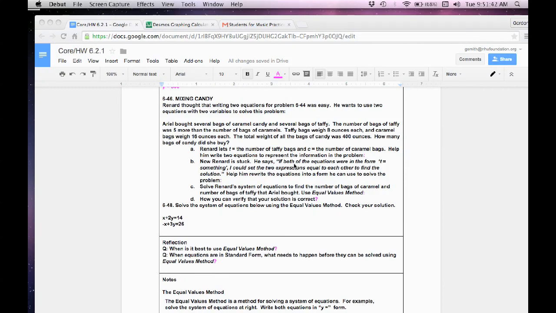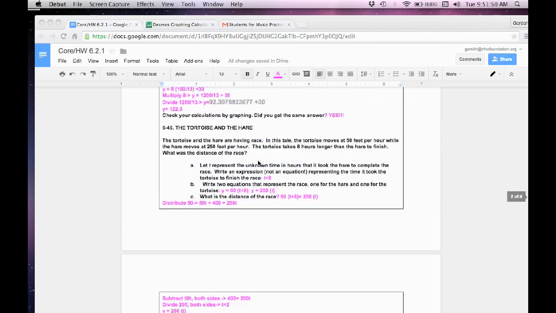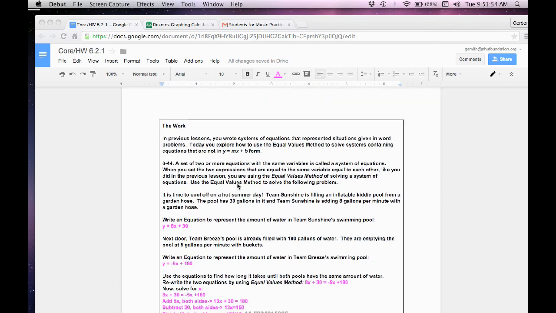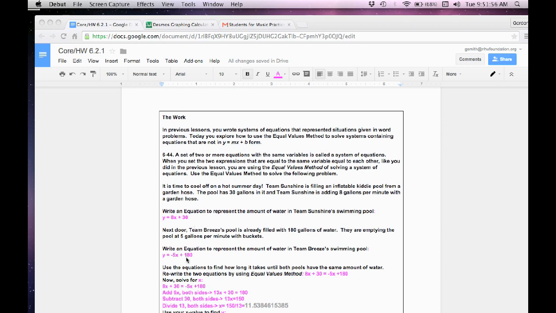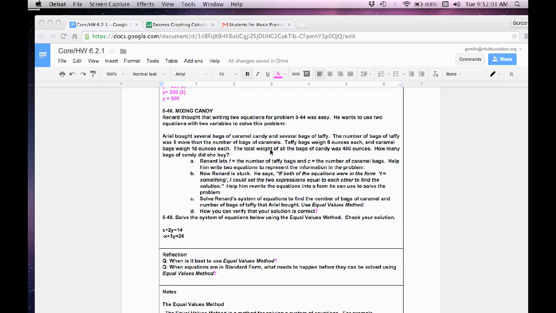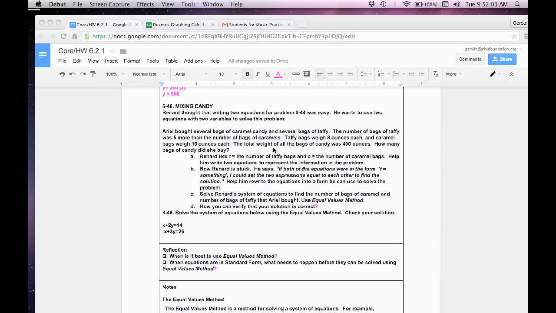Okay, now we get to a bit of a challenge problem, the mixing candy problem. It talks about this guy Renard. He thought that writing two equations for problem 644 was easy. If we look back to 644, it was pretty easy to write those because they were essentially already in slope-intercept form. But here we can get some that are not in an easy form for the equal values method. He wants to use two equations with two variables to solve this problem.